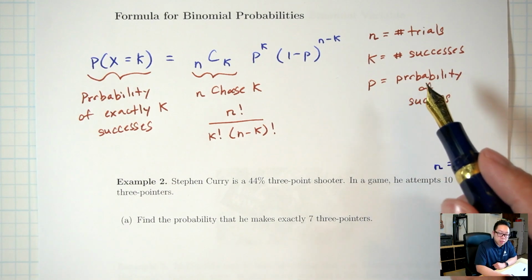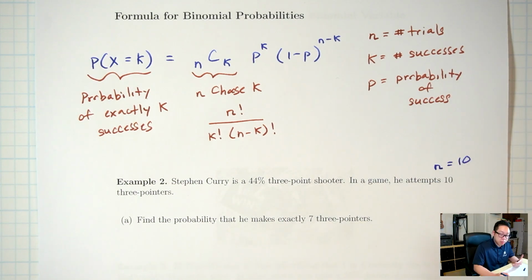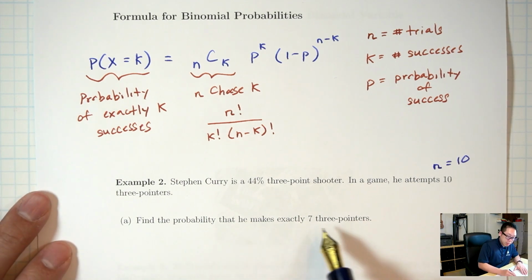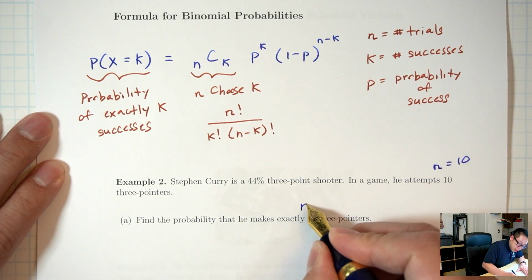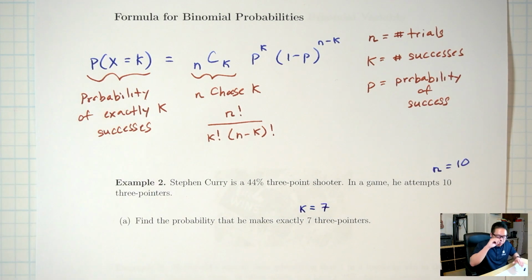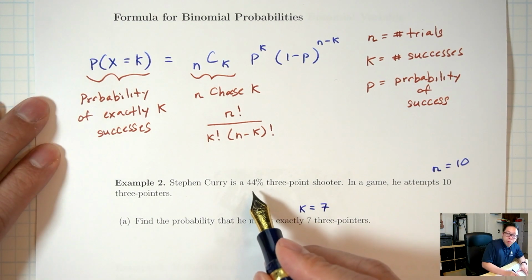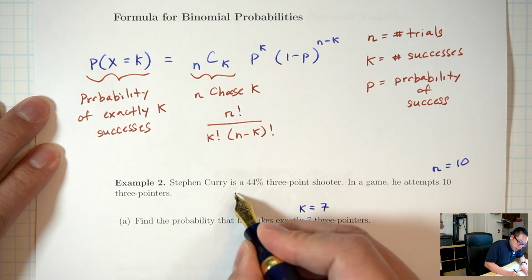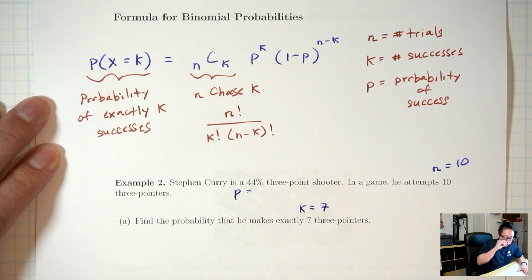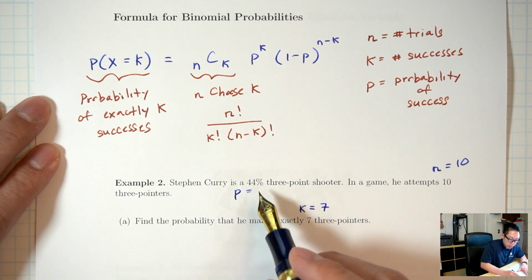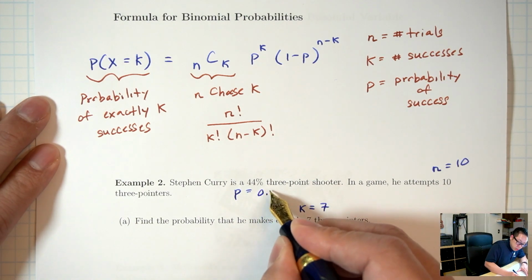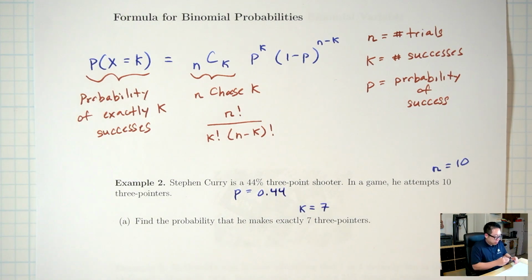k, number of successes. How many times do we want him to make it in this case? We're looking for the probability that he makes exactly 7 three-pointers. So we want him to make 7. So k here is 7. And then p, what's the probability of success? What's the probability that he makes it? 44%. So our p here is, and anytime we're doing calculations, we should convert the percents to decimals. So 44% as a decimal is 0.44.